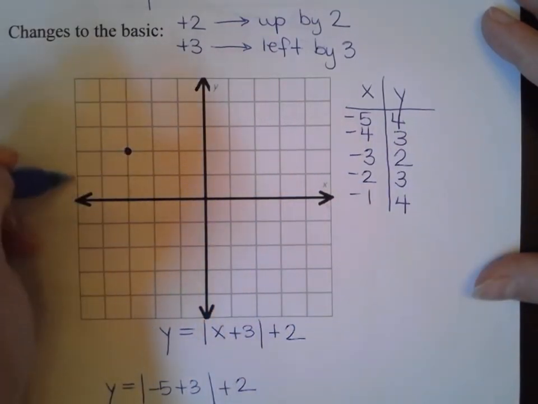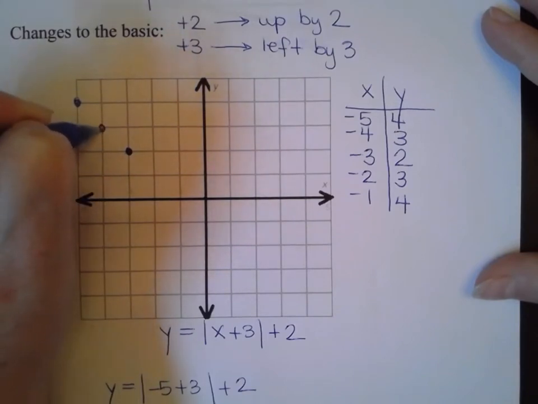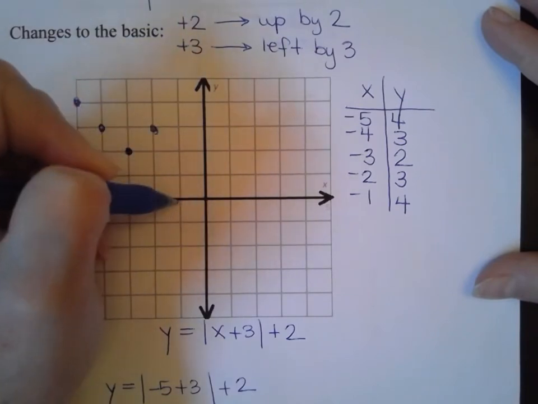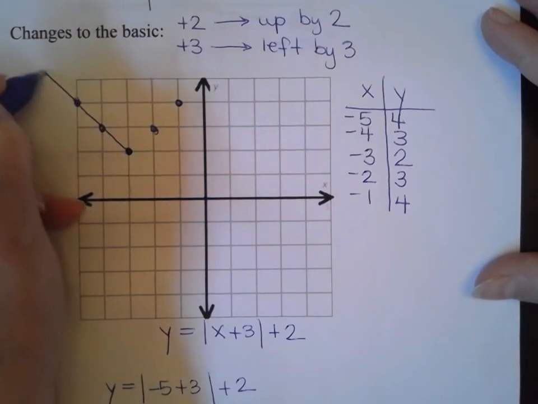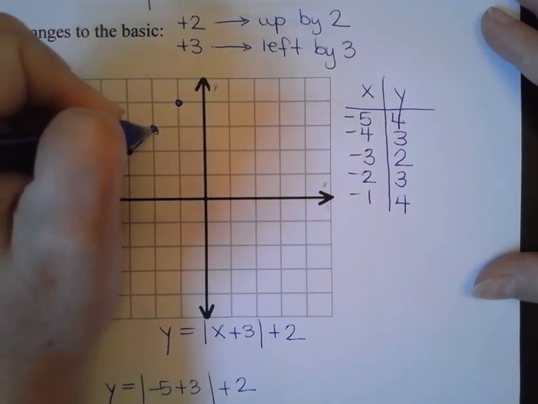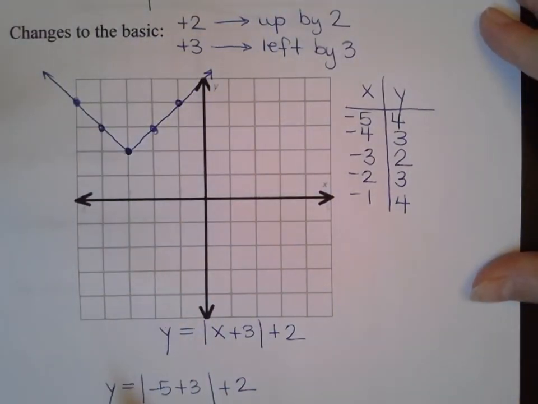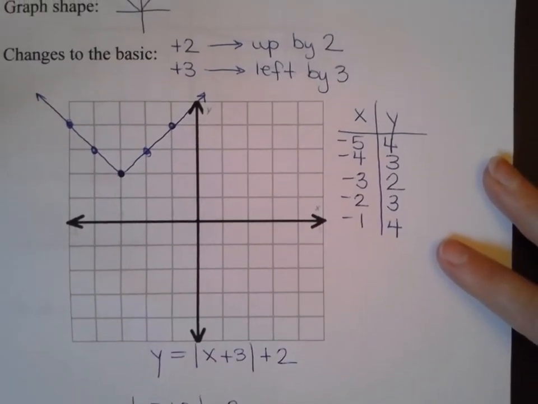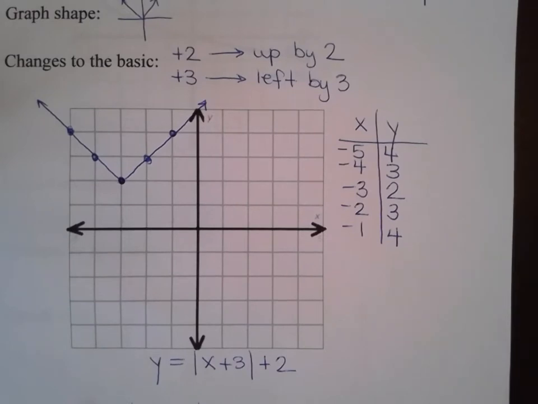So when I plot these, I have -5, 4, -4, 3, -2, 3, -1, 4. Now this one has not been stretched or compressed. So these lines for the V are very much diagonal lines. Okay, and this would be the graph of that function. It's the absolute value V shape, shifted left by 3 and up by 2.